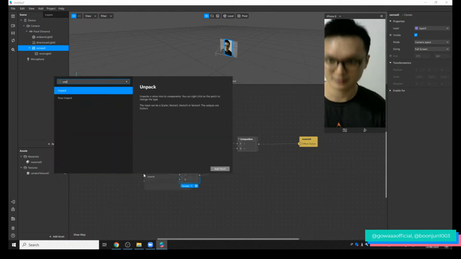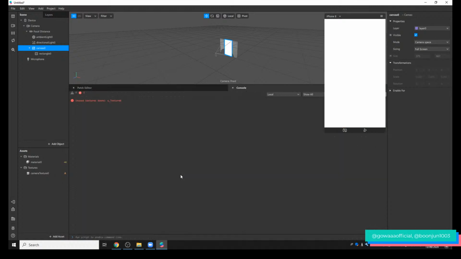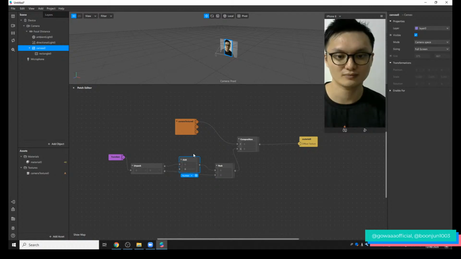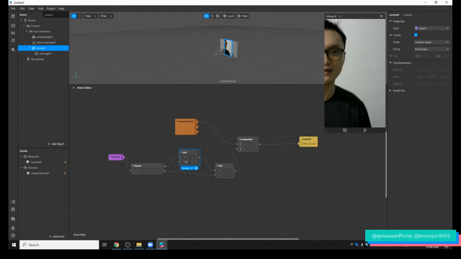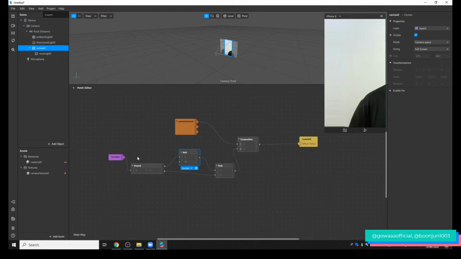So if we use unpack, and if I just, oh sorry, I have to pack it. Alright, so if I just want to move the x-axis, for example 0.1, okay, it's not obvious. Okay, 0.5, yeah. As you can see, if I increase the value, the whole texture will move left. If I make it 1, it just moves very far left. And if it's negative 1, yeah, it'll just move right.